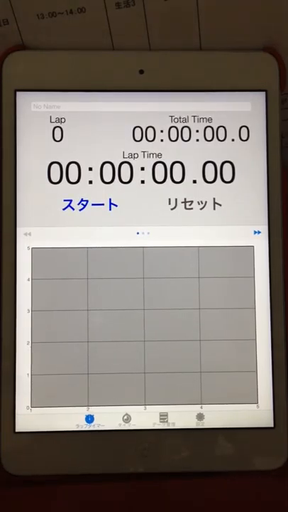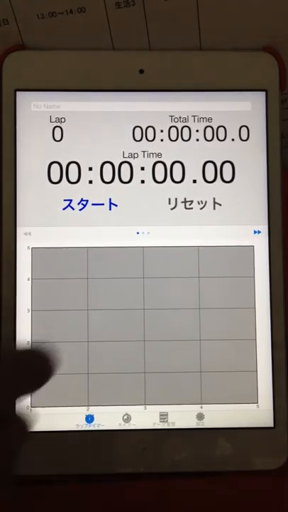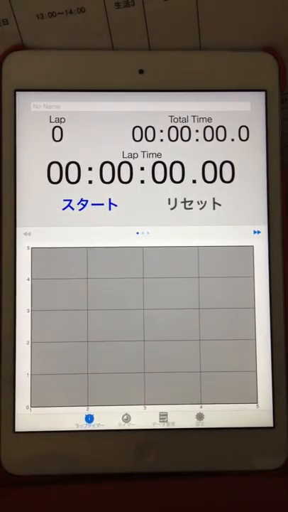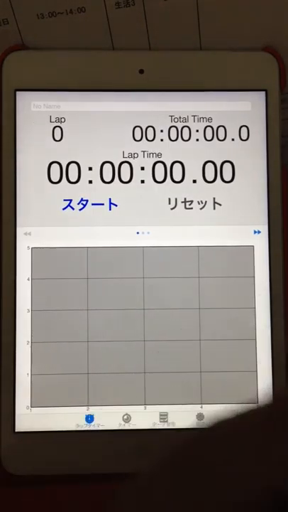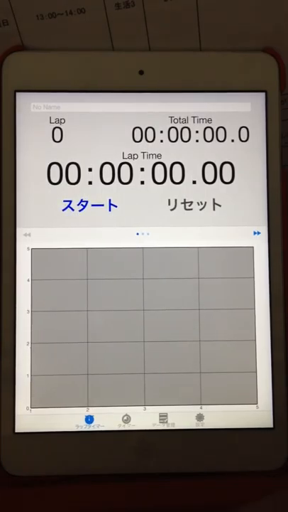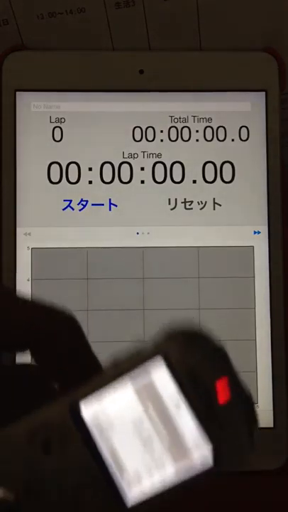Experiment on timing progression. Let's start thinking and tapping. Recording.